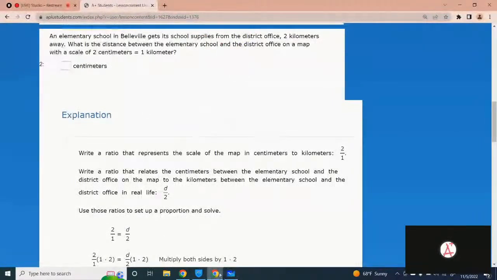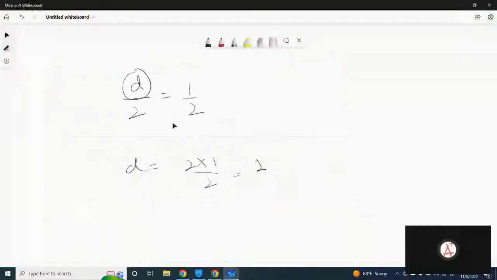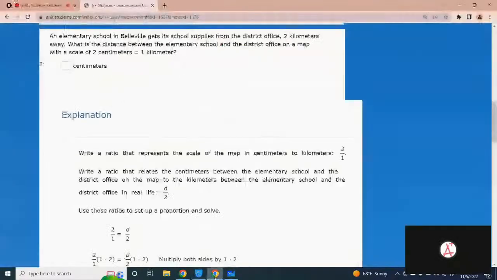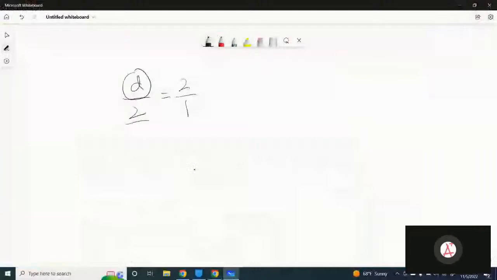Oh, 2 centimeters over 1 kilometer. Sorry, not 1 over 2, it would be 2 over 1. It is 2 centimeters to 1 kilometer ratio. Got it? So you have 2 kilometers, write kilometers in the denominator. So then d equals 2 times 2. So 2 times 2 is 4. That means the distance on the map is 4 centimeters. Got it?